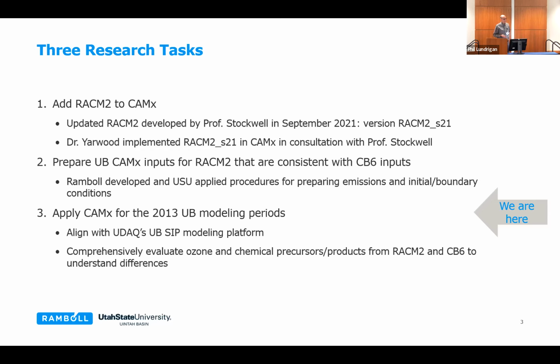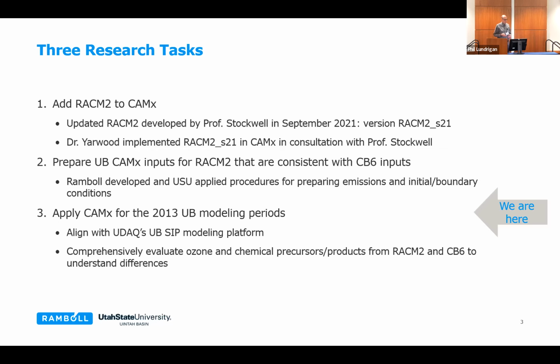Second, set the model up. That means make consistent sets of model inputs to run these two different chemistries, which is painstaking work. The way that we did that is my team at Ramboll built tools, and Seth's team applied those tools to make the model inputs.